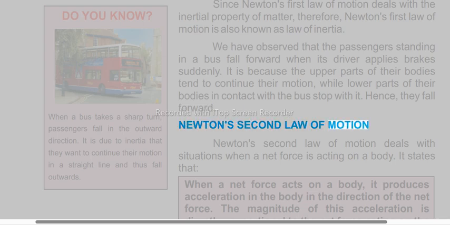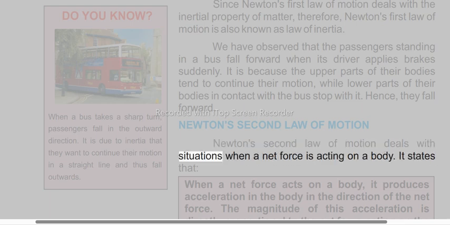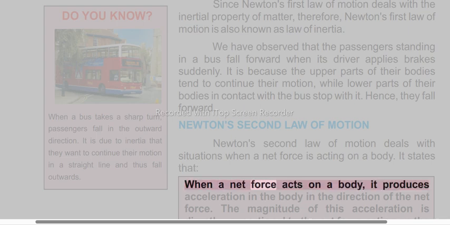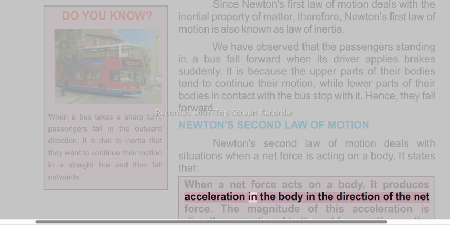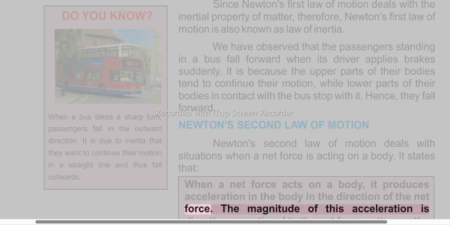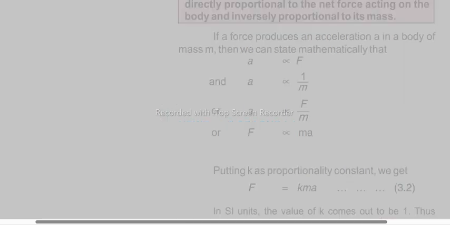Newton's second law of motion. Newton's second law of motion deals with situations when a net force is acting on a body. It states that when a net force acts on a body, it produces acceleration in the body in the direction of the net force. The magnitude of this acceleration is directly proportional to the net force acting on the body and inversely proportional to its mass. If a force F produces an acceleration a in a body of mass m, then we can state mathematically that, putting k as proportionality constant, we get F = kma.